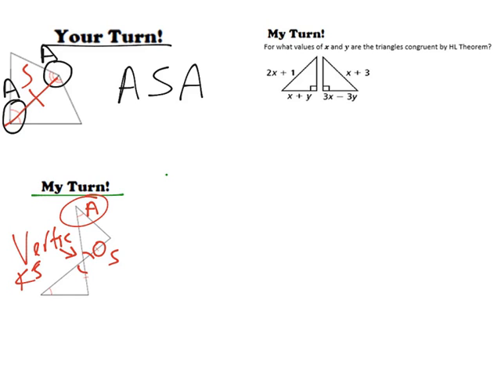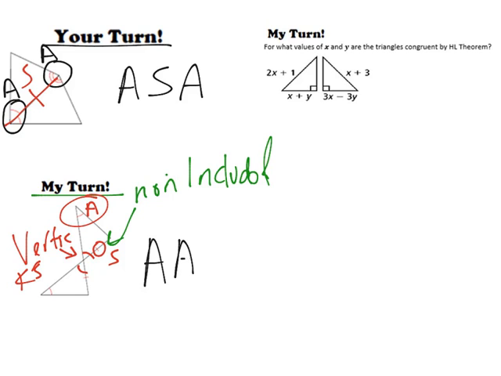non-included side, right? The side does not fall here in between the angles. It falls over here. Right, so this is a non-included side. Remember, that's non-included. We know from our notes that this would then be an AAS: angle, angle, side. And that side, of course, is not included.